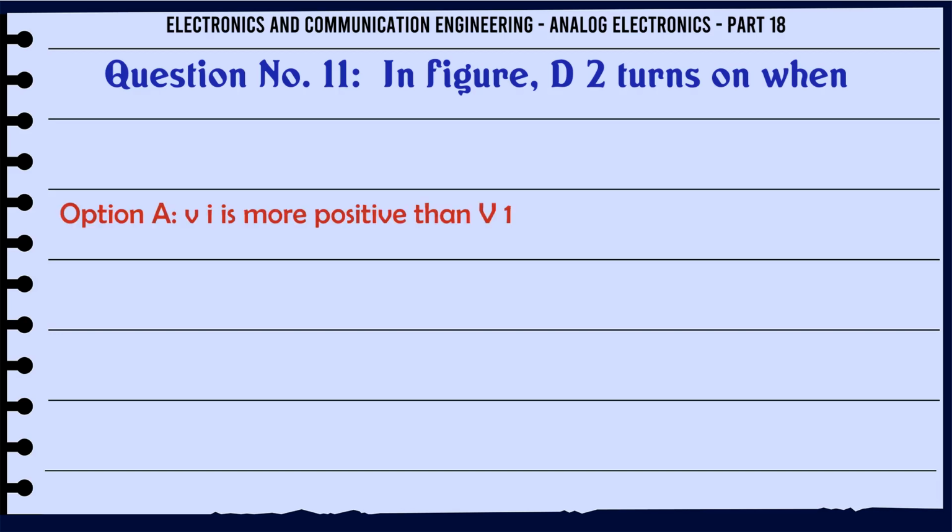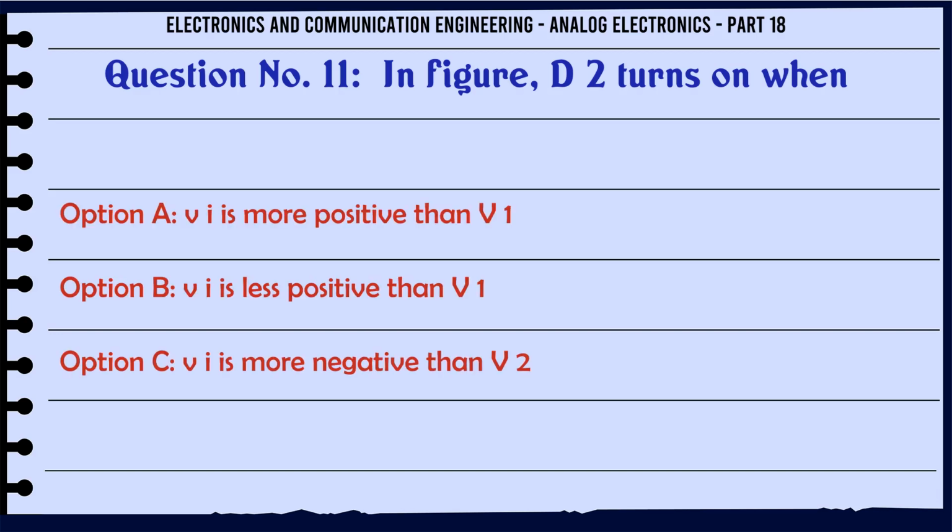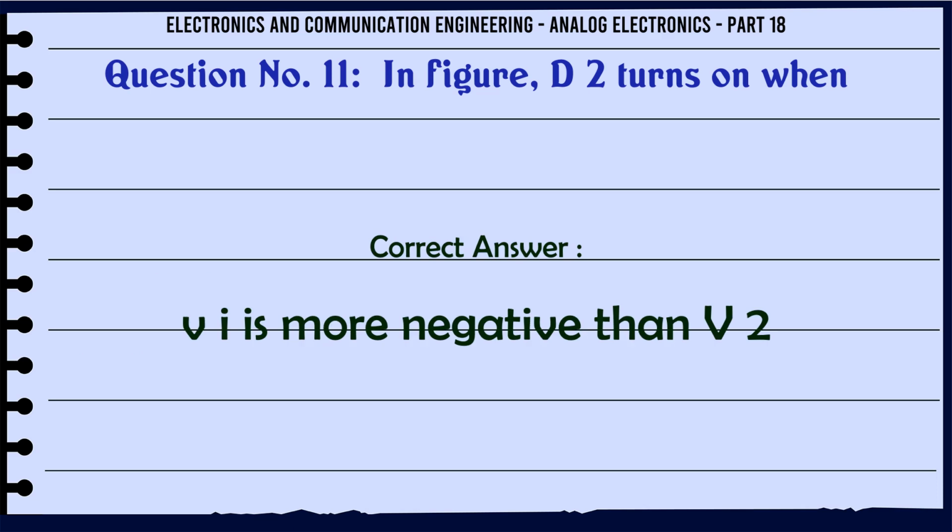In the figure, D2 turns on when A. Vi is more positive than V1, B. Vi is less positive than V1, C. Vi is more negative than V2, D. Vi is less negative than V2. The correct answer is Vi is more negative than V2.